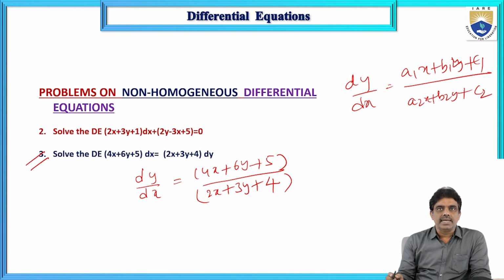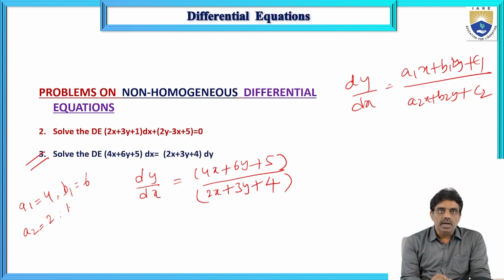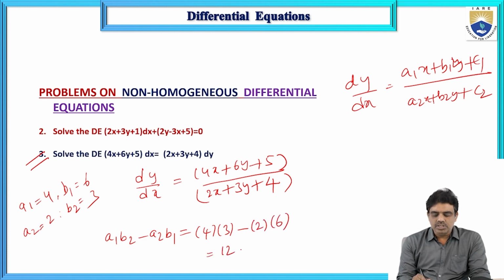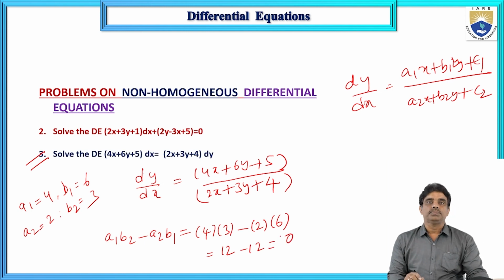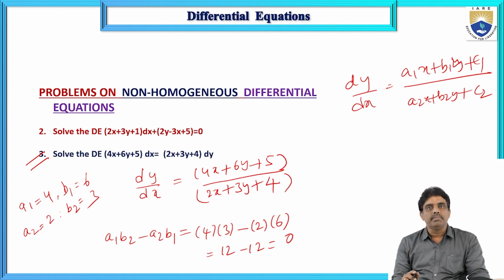So first we have to check the condition. Here a1 is equal to 4, b1 is equal to 6, a2 is 2 and b2 is 3. Now we check whether a1 b2 minus a2 b1 is equal to 0 or non-zero. So a1 is equal to 4 and b2 is 3, minus a2 is 2 and b1 is 6. Here the value is 12 minus 12, which is equal to 0. That means the problem solution comes under case number 2.